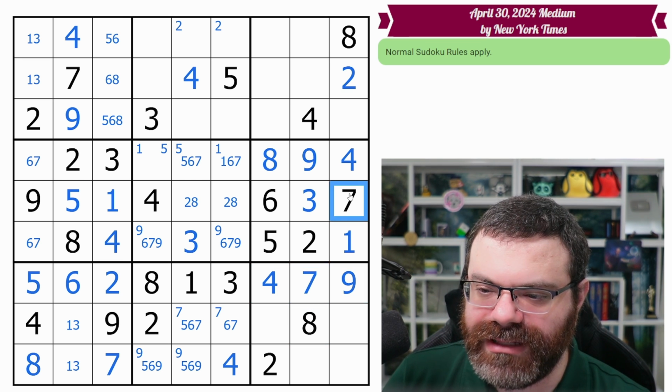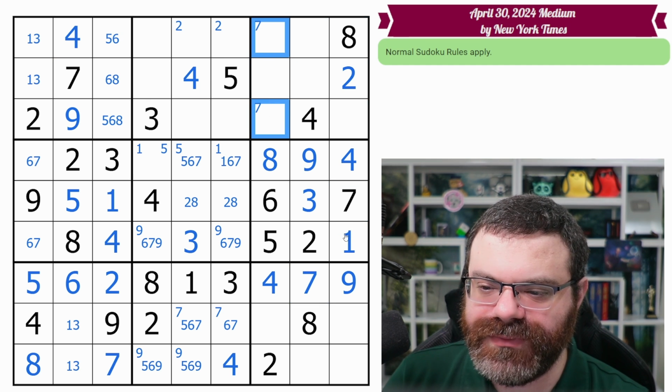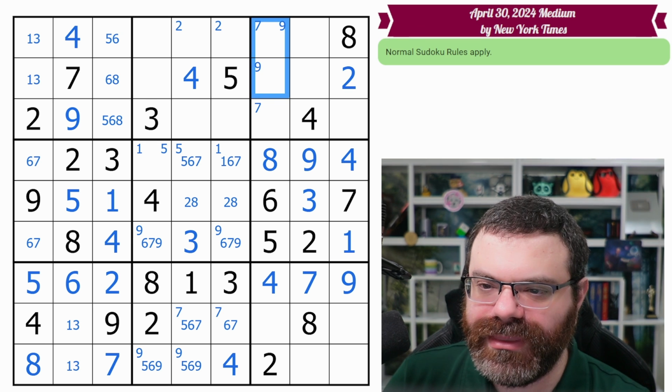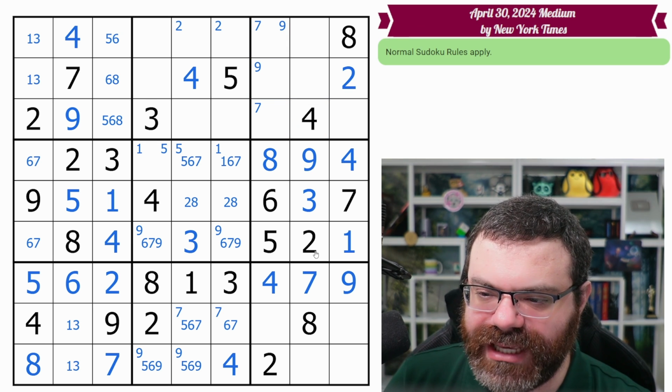The 7 and the 9 have buddies here, right? The 7 looks up. This 7 looks in. There's a 7 in one of these 2. And the 9s look up. And the 9 looks in. There's a 9 in one of these 2. Okay. So that's that initial scan.